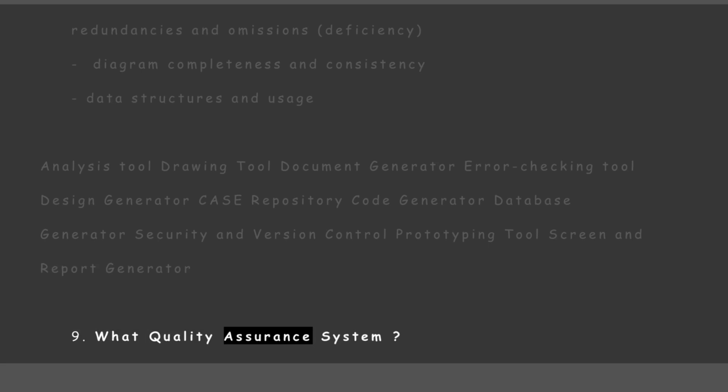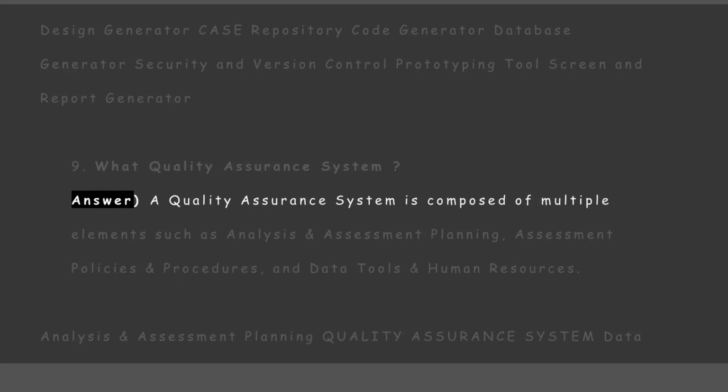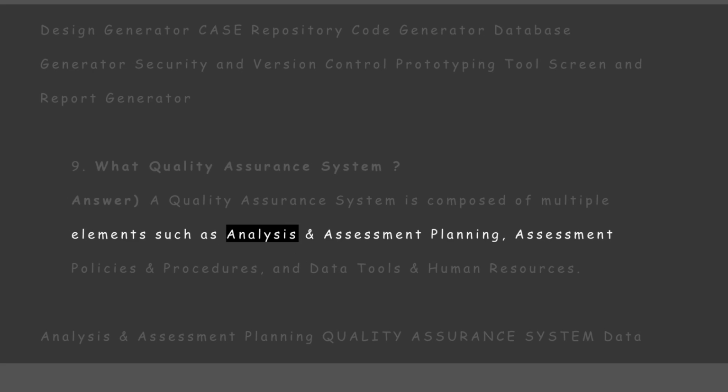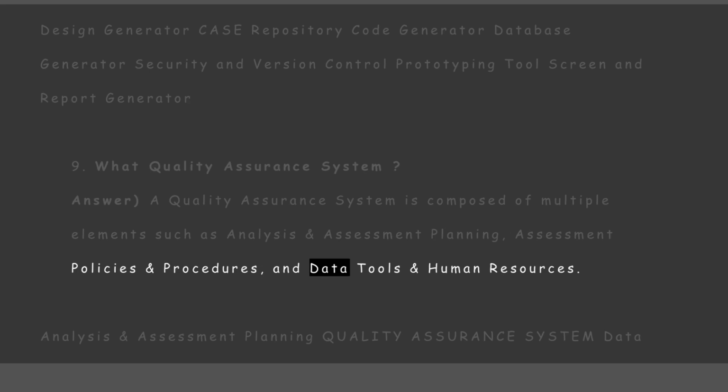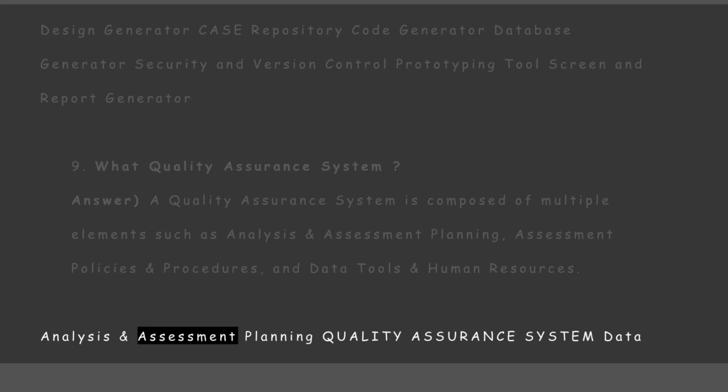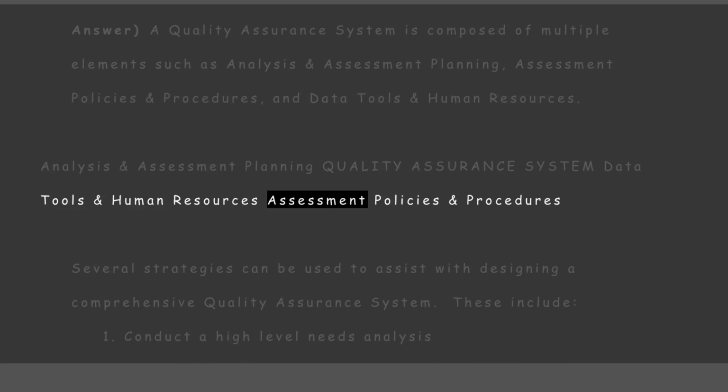9. What is a quality assurance system? Answer. A quality assurance system is composed of multiple elements such as analysis and assessment planning, assessment policies and procedures, and data tools and human resources.